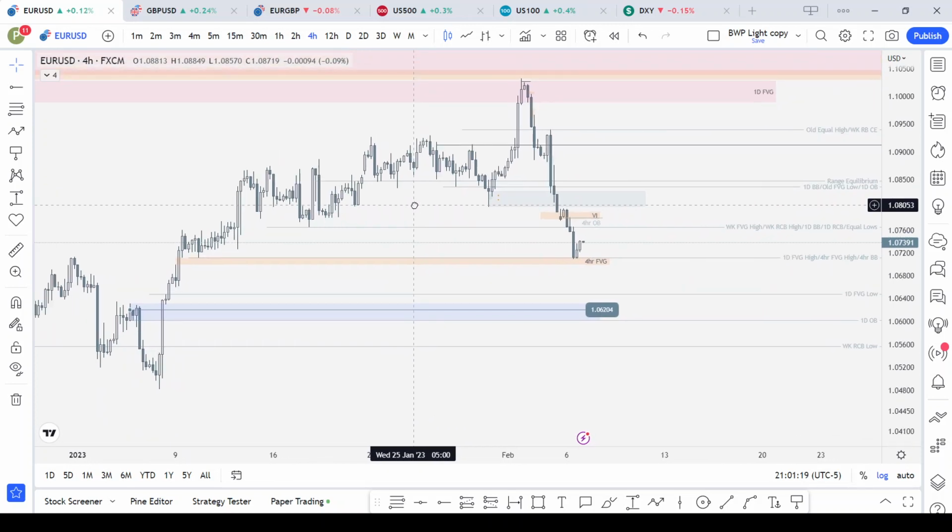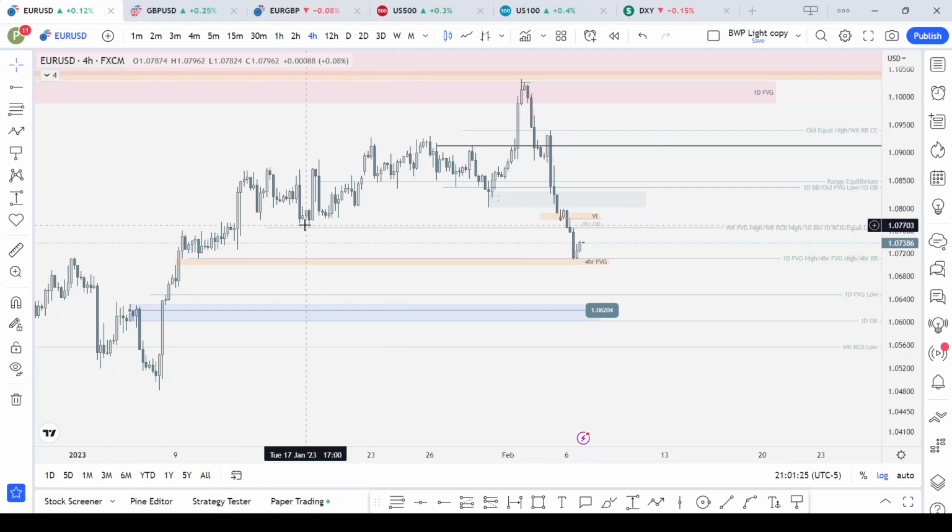On the 4-hour, we have equal lows here. On the 1 hour, sorry, if we go to the 1 hour time frame, there's an equal low here that price has taken. We have a 4-hour fair value gap. Looks like we're seeing a reaction from it.